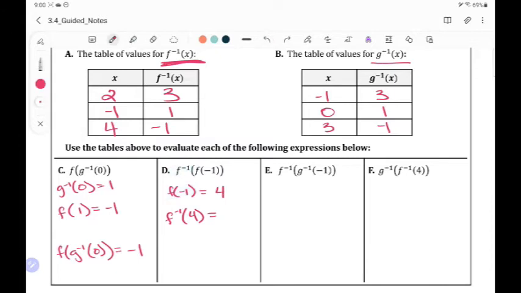So continuing on, f inverse of 4 is negative 1. So again, we could rewrite it. F inverse of f of negative 1 equals negative 1. We got the same answer.